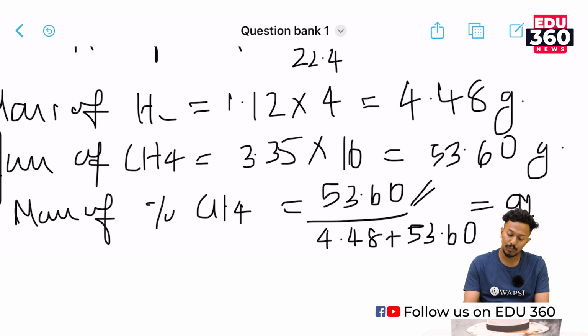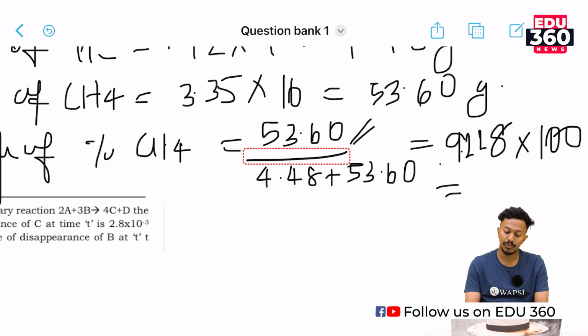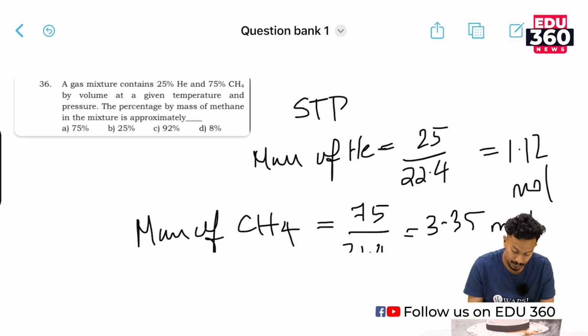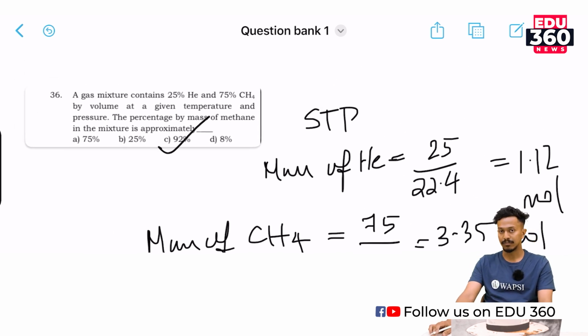actually 0.9228 into 100, which is 92.28 percentage, approximately equal to option 92. So the correct option would be option number C.